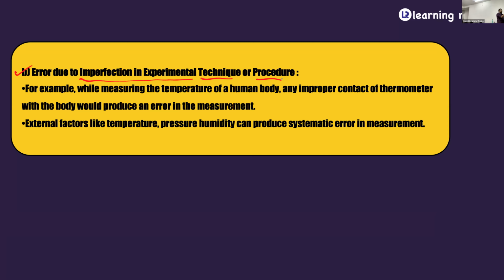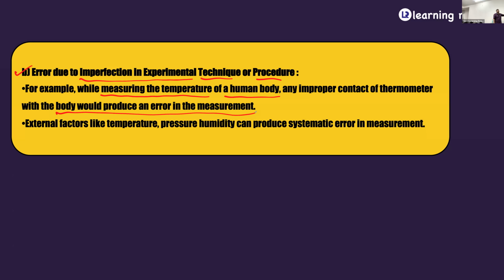For example, while measuring the temperature of the human body, as given here, any improper contact of the thermometer with the body would produce an error in the measurement. Generally, doctors ask you to keep it under your tongue. There are other places also, but mostly we keep it under the tongue. If it is not in proper contact, it will show an improper reading, meaning your body temperature will not be exactly the same.